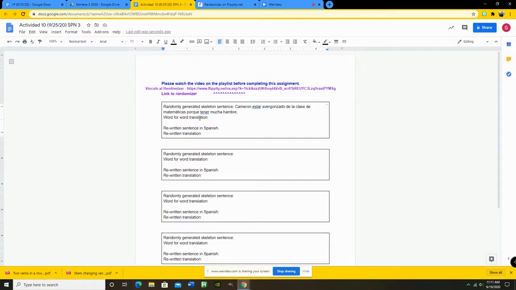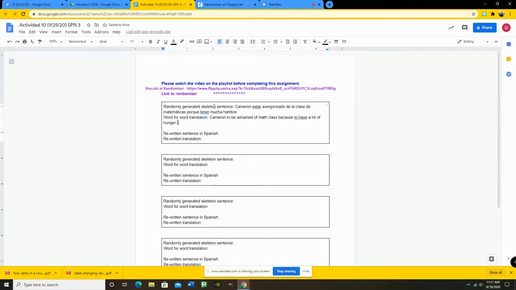Now, I want a word-for-word translation of what is said here. Not with fill-in conjugation. So what I mean is, this sentence literally translates to Cameron to be ashamed of math class because to have a lot of hunger. That is what that says. Estar is to be. Tener is to have. It's not conjugated. So this probably sounds like Gerg the Caveman, because Gerg the Caveman can't conjugate his verbs. Cameron to be ashamed of math class because to have a lot of hunger. Okay, because cavemen can't conjugate their verbs.